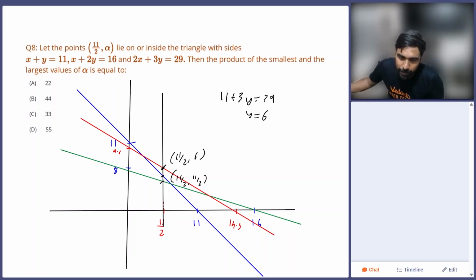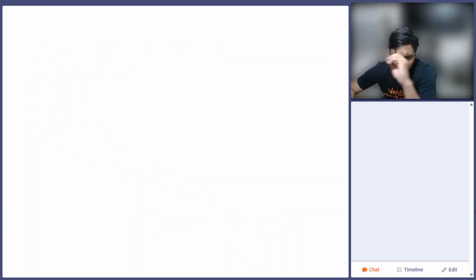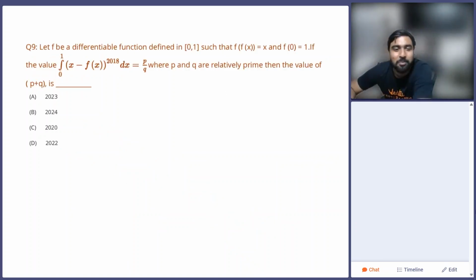So what are the maximum and minimum values of alpha? 6 and 11 by 2. Therefore what are we looking for? 6 into 11 by 2, that's 33. Do we have an option? Yes, option C, 33 will be the answer for this question. Okay, plain and simple basics question. Pure geometry question. Draw the graph, you'll be able to plot the points required.